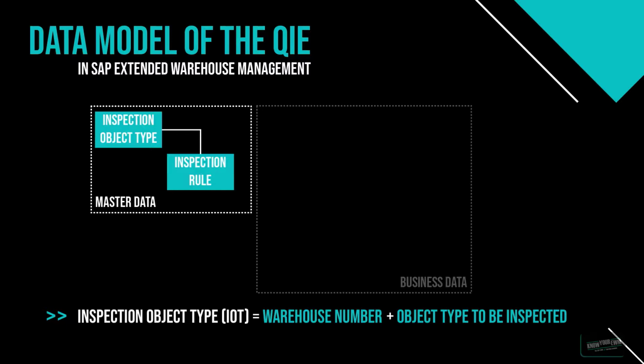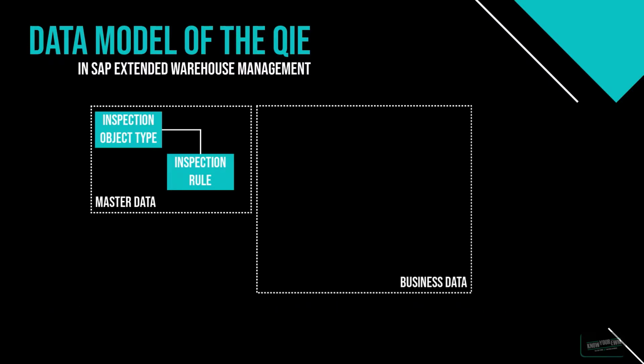And since we can set up those things like specific products or vendors, we can obviously define multiple different inspection rules for each IoT. This inspection rule determines which objects to trigger an inspection for, and specifies the inspection details and usage decisions for an inspected object. Now we come to the business data part of the Quality Inspection Engine data model.